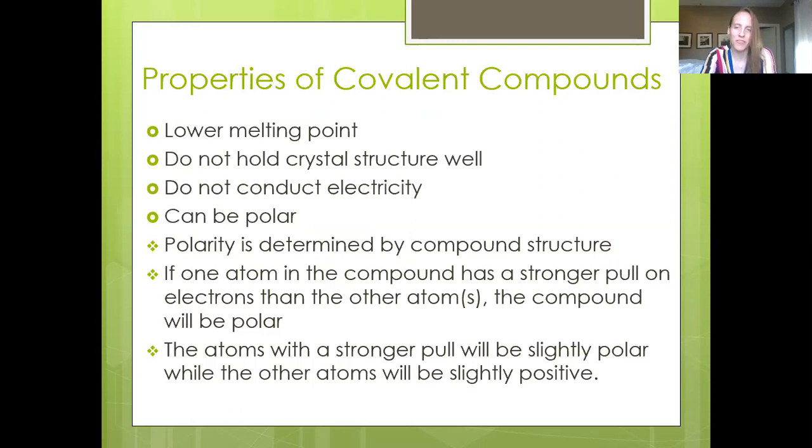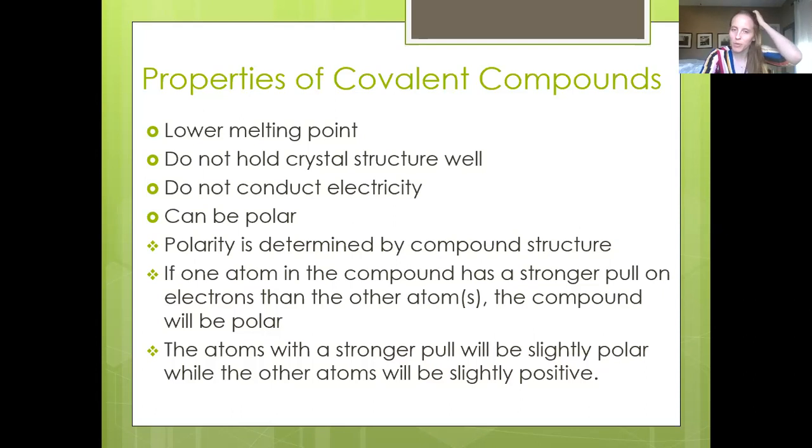Then we'll talk about covalently bonded compounds, also called molecular compounds. So these are ones that are 2 or more non-metals bonded to one another. They tend to have fairly low melting points, so it doesn't take a lot of heat to melt them. They don't hold a really rigid crystal structure very well. They also tend not to conduct electricity because they are not made of ions, so there's no charge within them. They can be polar or non-polar.